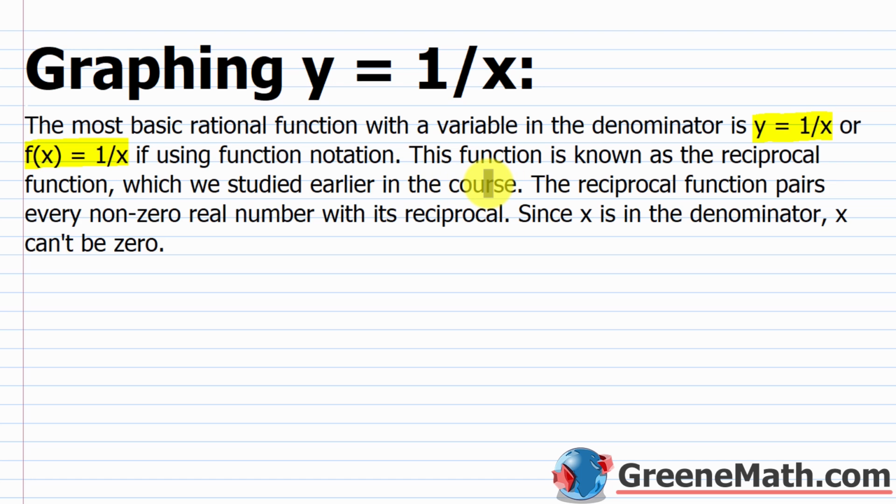We did a lesson on parent functions, and we also did quite a few lessons where we looked at graphing transformations. So we should know the graph of f of x equals 1 over x at this point. The reciprocal function pairs every non-zero real number with its reciprocal. Since x is in the denominator, x can't be 0.